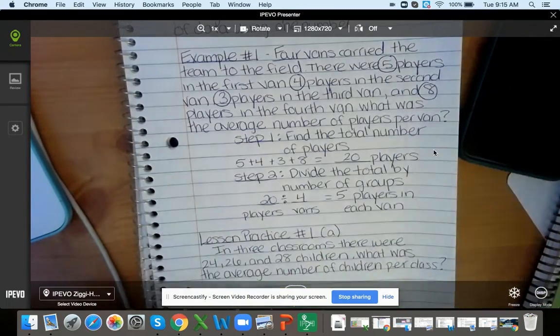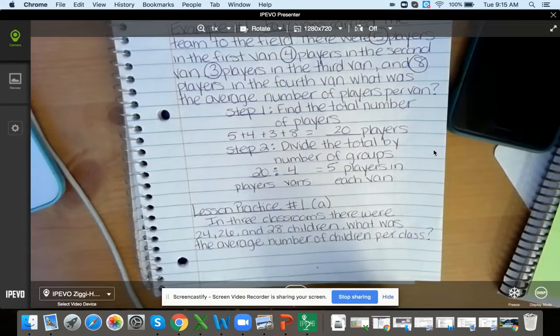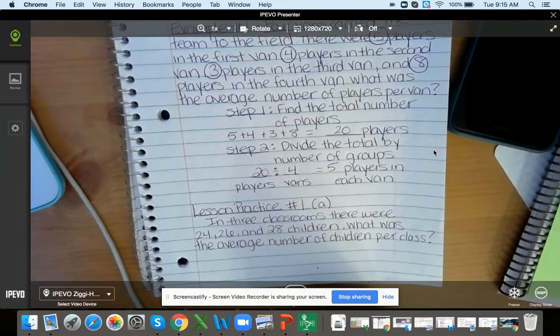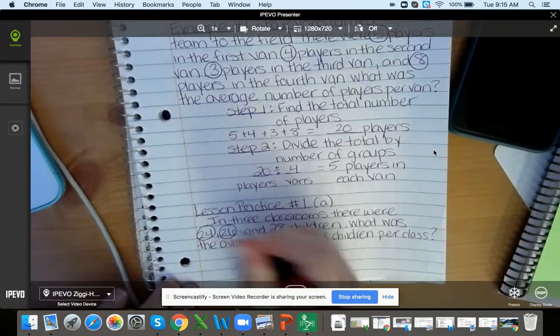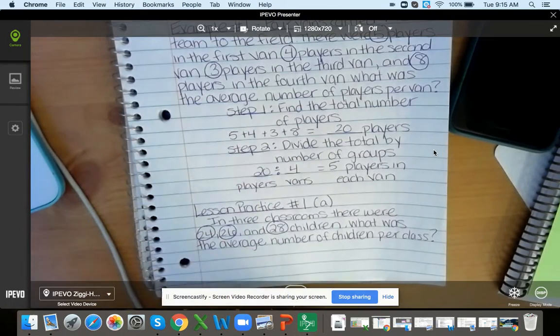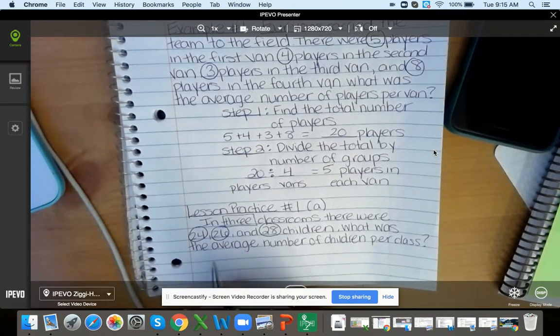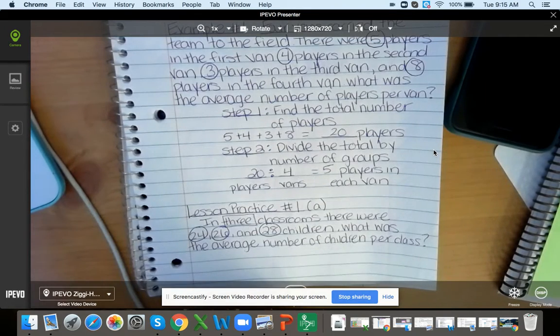So for lesson practice number 1, or letter A, in 3 classrooms, there were 24, 26, and 28 children. What was the average number of children per class? I'm going to circle my numbers again. And then I need to ask myself, okay, how many classrooms? Oh, there it is right there. I'm going to put a box around that one. So my first step, going back to your notes here, is to find the total number.